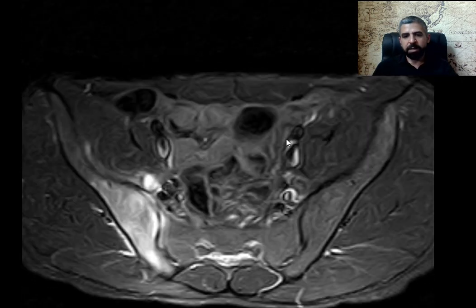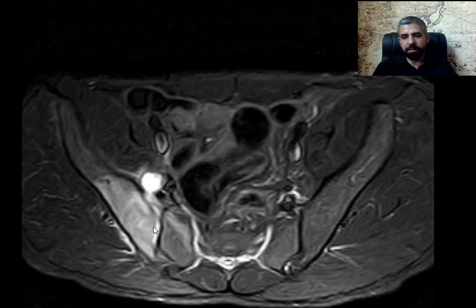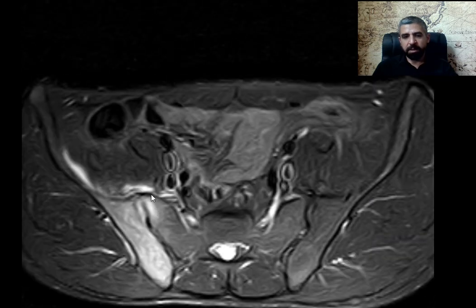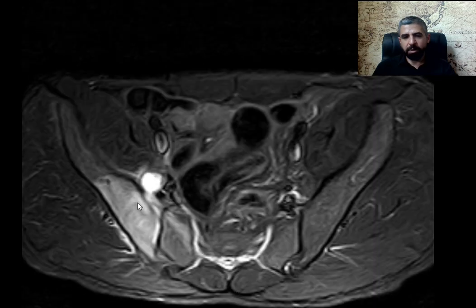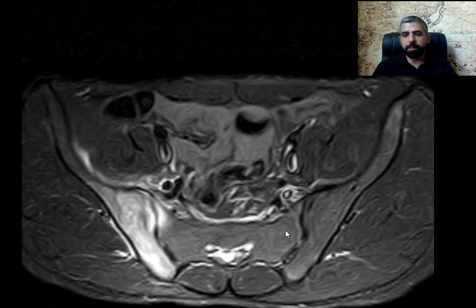The main idea is that there is a collection from the SI joint, and you can see it's extending into the iliac fossa on the right side, indicating a collection or abscess formation from suppurative right-sided sacroiliitis.